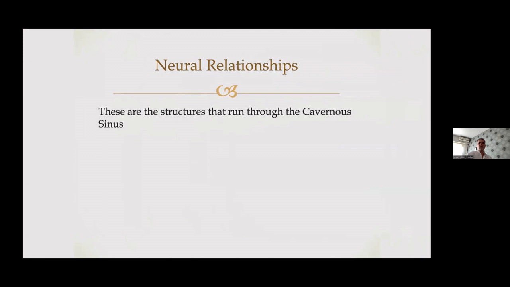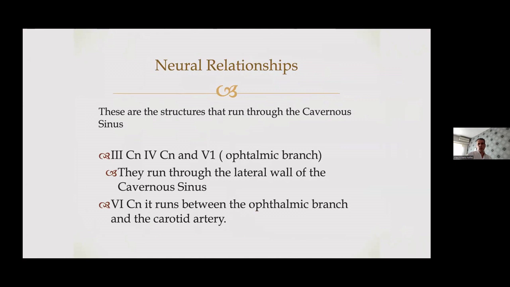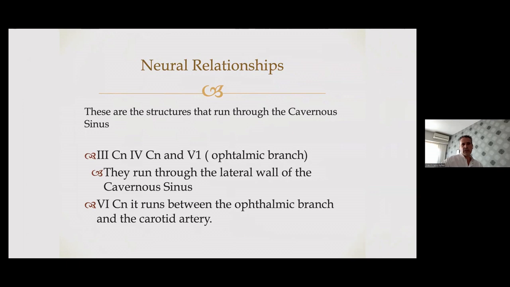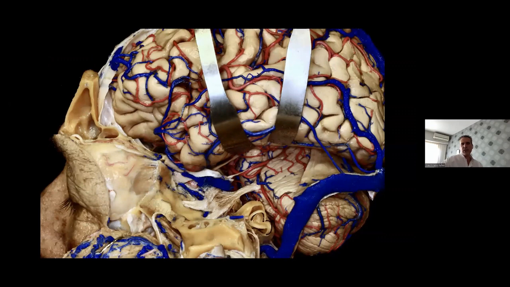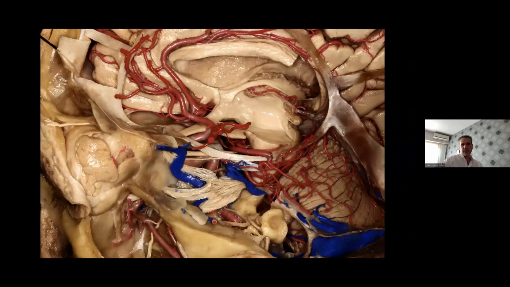The neural relationships, these structures run through the cavernous sinus. We have the third cranial nerve, the fourth, and V1, the ophthalmic branch. They run through the lateral wall of the cavernous sinus, and the sixth cranial nerve runs between the ophthalmic branch and the carotid artery. Here, full view, where we can see the third cranial nerve, fourth cranial nerve from up to down, the trigeminal nerve. Here the fifth cranial nerve V1 was cut to see the carotid artery, V2 and V3. If we look very carefully in this dissection, we can see every one of the structures from top to down: third cranial nerve, fourth cranial nerve, carotid artery in the middle aspect, sixth cranial nerve, V1, V2, V3, and the different triangles like I will describe.